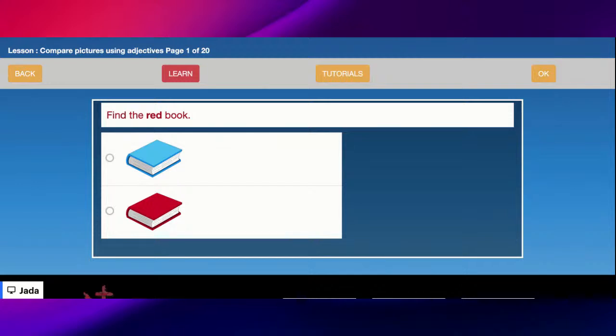So you tell me, is it the first or is it the second? So what is your answer here? First or second? That's what you have to figure out. So let's see. B. Okay, so B is our answer. Obviously, that's the red book.